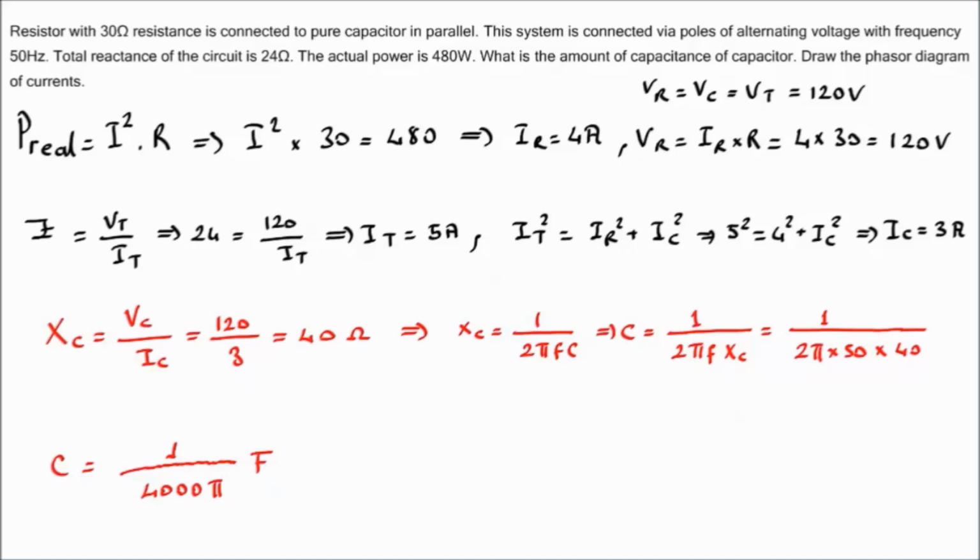And we calculated the C, and the question says to draw the phasor diagram. In this circuit there is only R and C, so there is IC and IR, and I total will be here, of course, in the first region, and this is the phase difference angle.